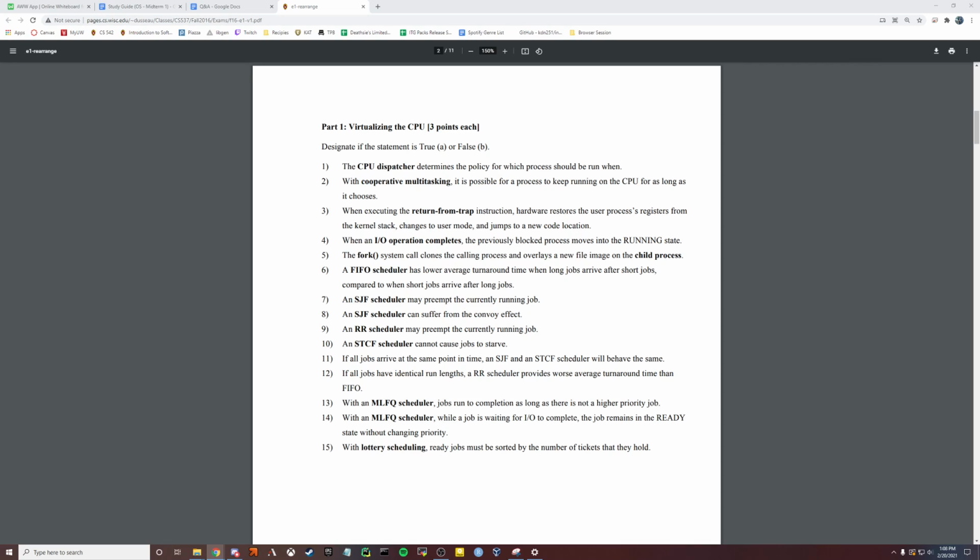Run process A for some time slice. Stop process A and save its context. Load context and address. That's the context switch. CPU dispatch returns the policy. So I don't think it determines the policy, right? It runs the process and it switches the process, but it doesn't determine the policy. Yeah, I think that's right. I think this is false.